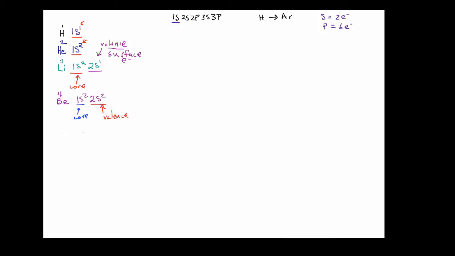All right, next element to the right is going to be boron. Total of 5 electrons. So it's going to be 1s2, 2s2, 2p1. All right, again, I'm going to underline my valence in red, this whole thing. Note that boron is in group 3A. So if you count the electrons, there's 1 and then 2 more here for a total of 3. The core electron is here.